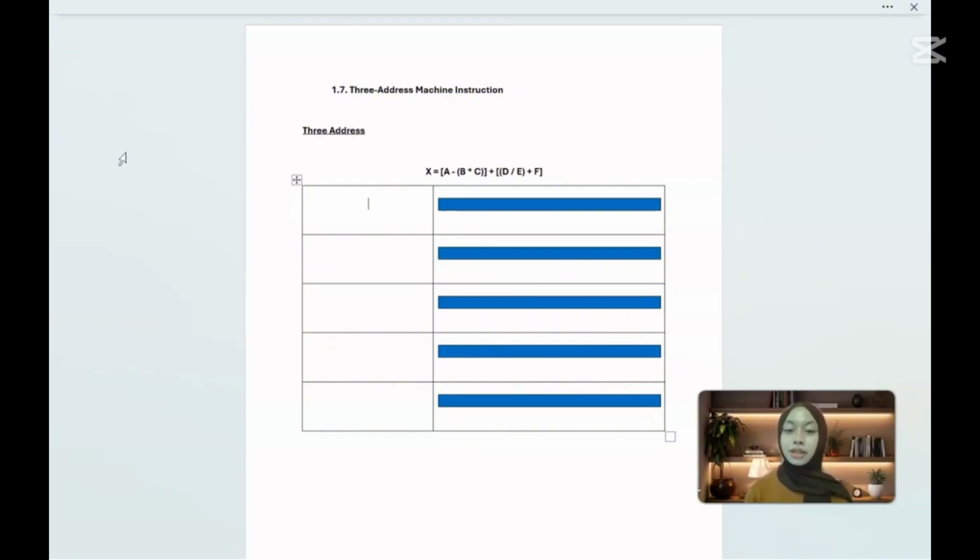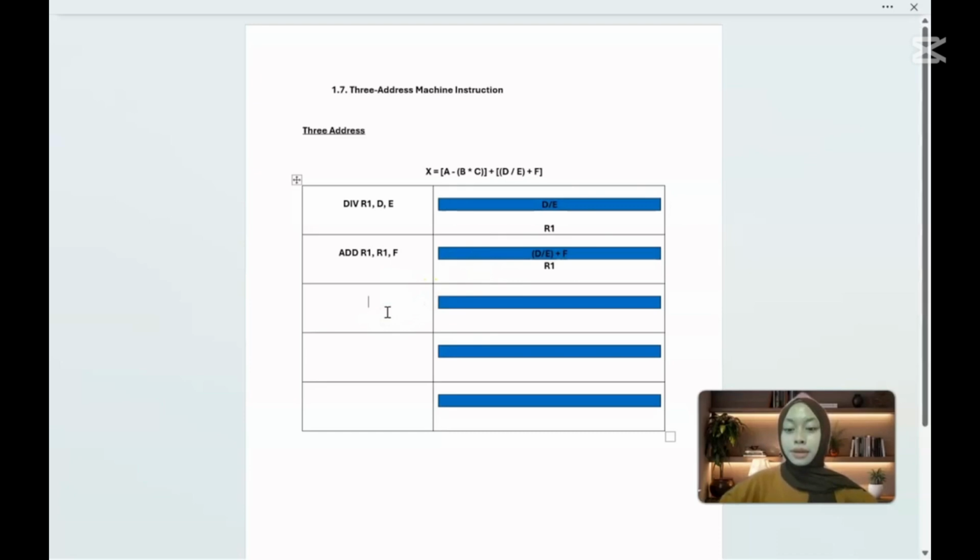The first instruction here is divide R1, D, E. So D divided by E is stored into register R1. The next instruction is add R1, R1, F. So we copy back the D divided by E and plus F, then store it into register R1.